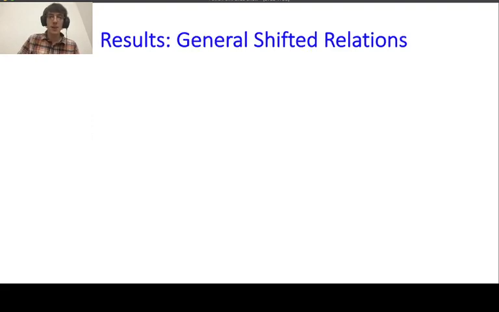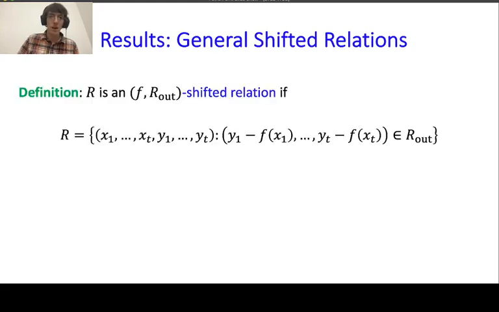And then here's the class that we're able to handle making additional use of obfuscation. So we just generalize basically from linear to nonlinear. So a relation is a shifted relation where it's shifted by a function f, and the base relation is some output-only relation R sub out. The relation R is the collection of xi's and yi's where these shifted outputs yi minus f of xi satisfy the output relation R sub out.